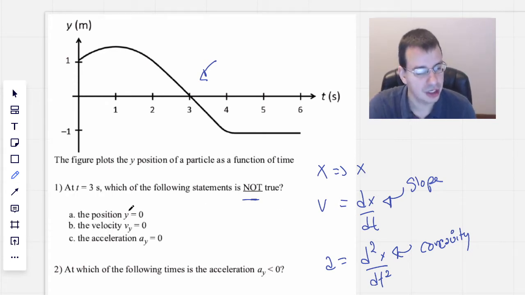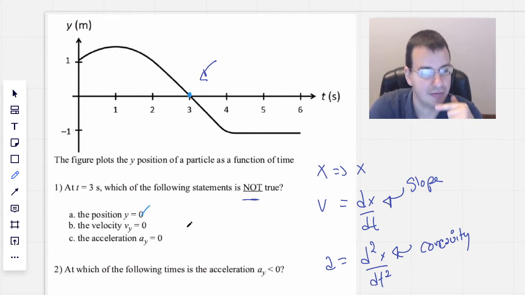So the first one: position of y equals 0. Yep, you just look at the graph. And at this position, it is at 0. So y equals 0. This is y. Boom, 0. Okay? So that's true, which means it's not false.